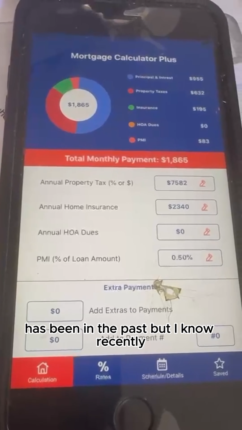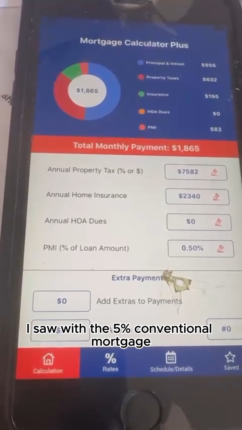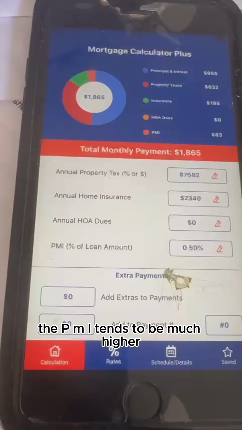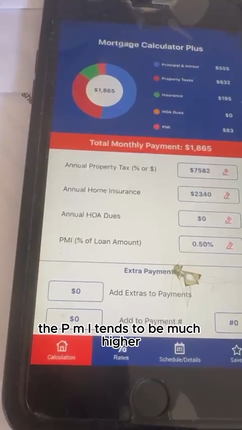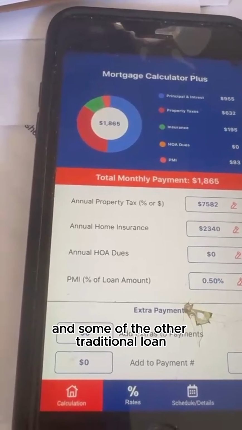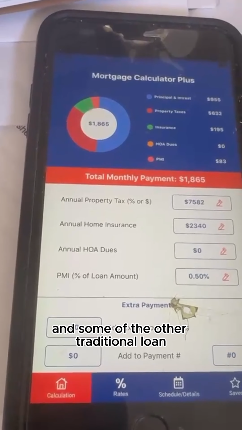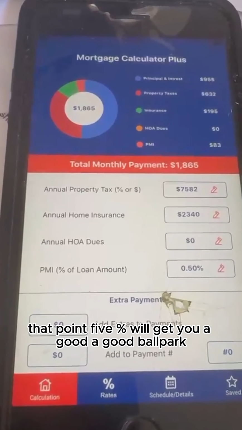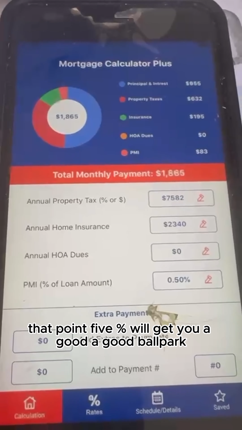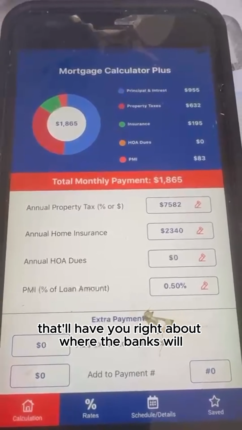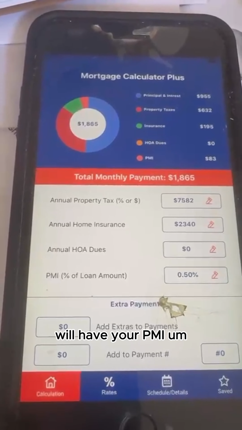But I know recently I saw with a 5% conventional mortgage, the PMI tends to be much higher. But for FHA and some of the other traditional loan products that I've used, that 0.5% will get you a good ballpark figure that'll have you right about where the banks will have your PMI.